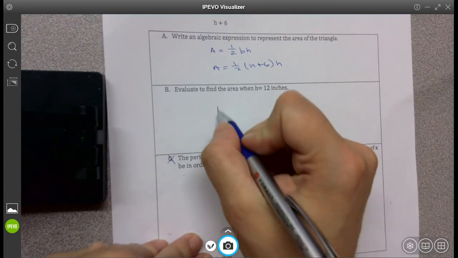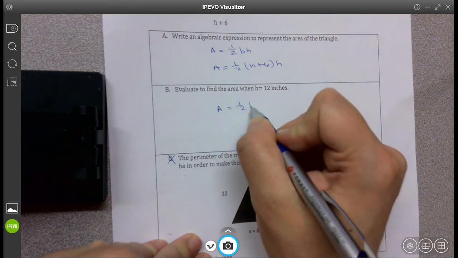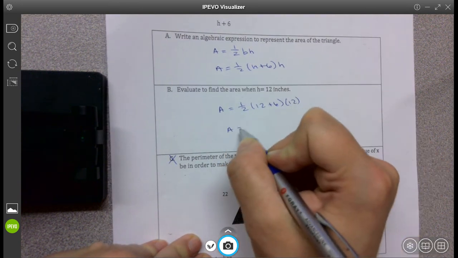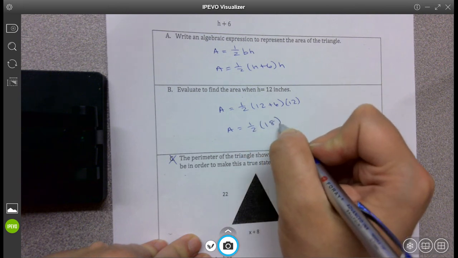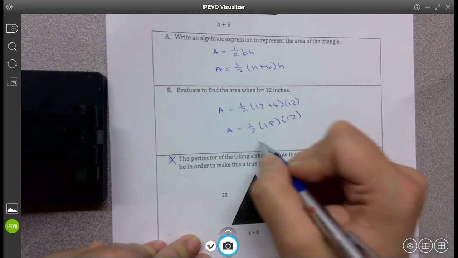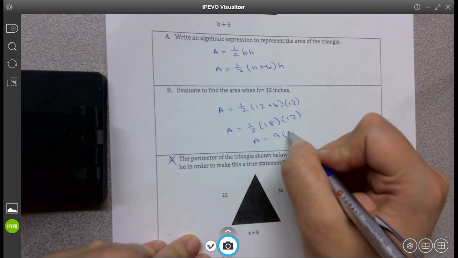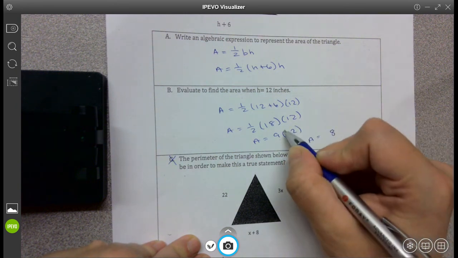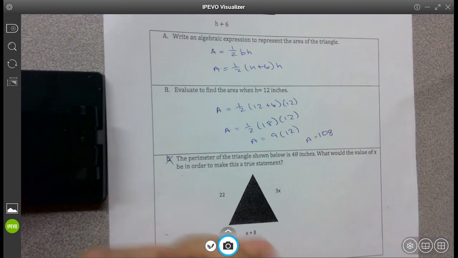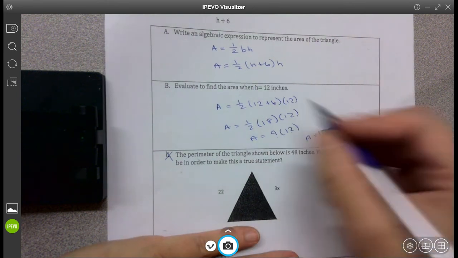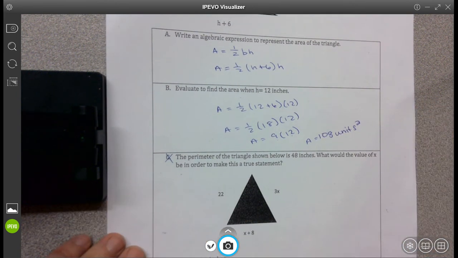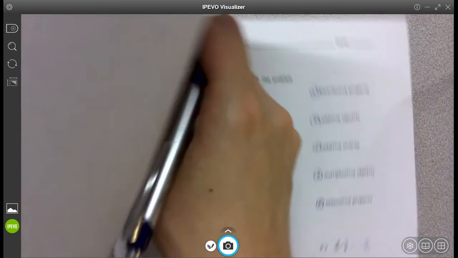If you want to bring that h in and distribute, you can. They ask you to evaluate when h is 12, so I'm going to replace h with 12. And then what would the area be? The area would be 18 times 12. Well, half of 18 is 9. 9 times 12. Well, 9 times 2 is 18. Carry the 1. So it's going to be 108. And it's units squared. And that's it. Once you're completed with this, then you can start your test.